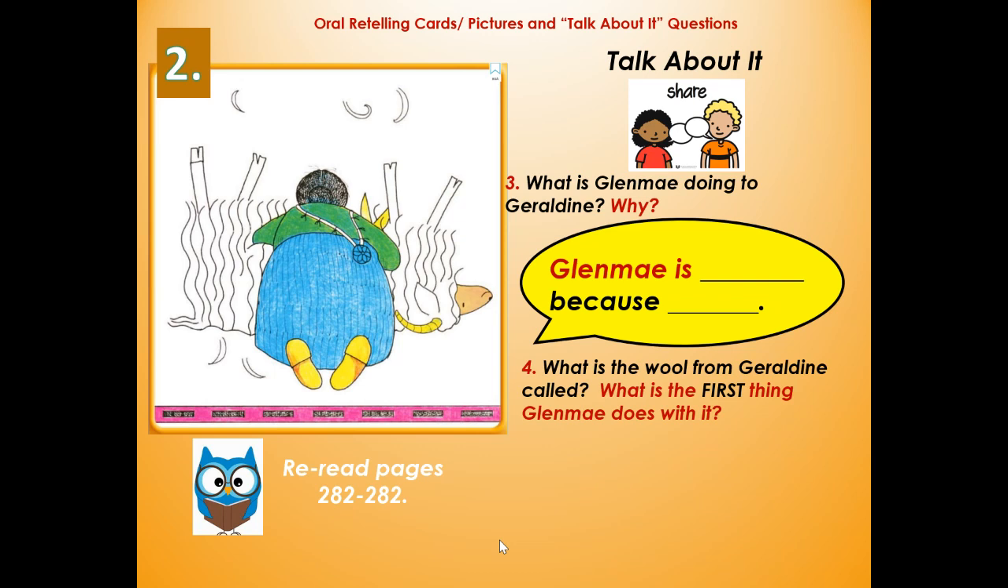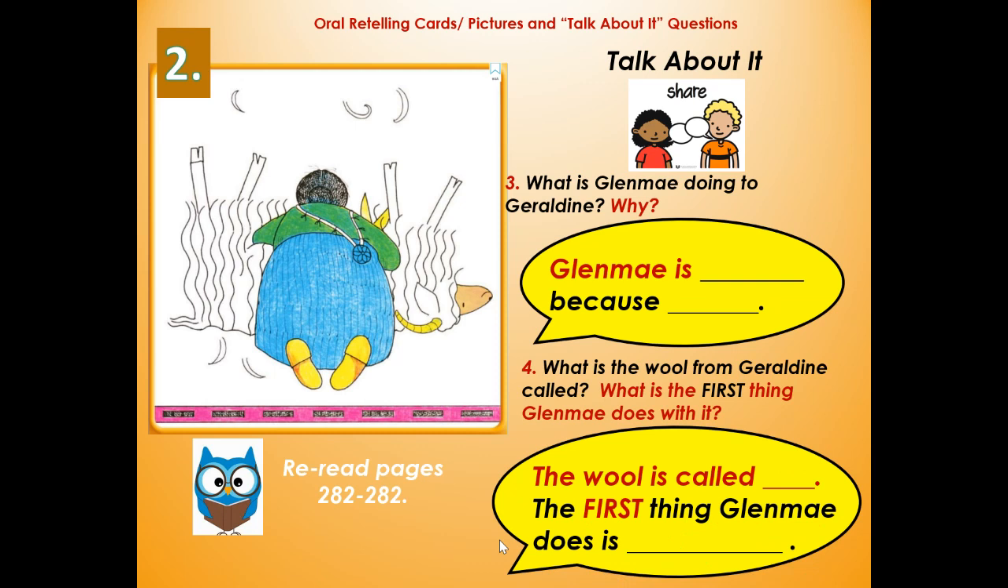So number 4, what is the wool from Geraldine called? And what is the first thing Glen May does with it? So you're going to have to think back. So the wool is called mohair. The first thing Glen May does is, I believe she uses a brush and brushes through it so that she can get all the things out of it and clean it. And then she washes it.